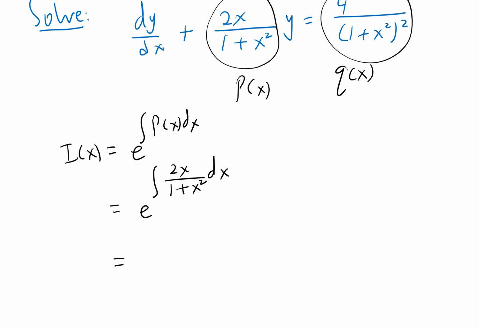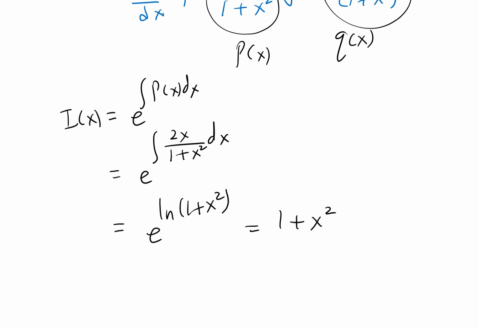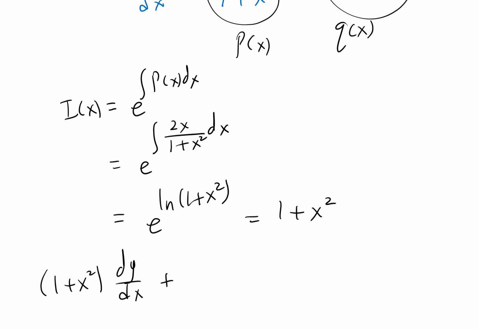And what do we get here? If you take the bottom one u, the top would be du. So it's going to be e to the integral of du over u. So it's e to the natural log of 1 plus x squared, which is 1 plus x squared. So we're going to multiply both sides of the equation by 1 plus x squared.